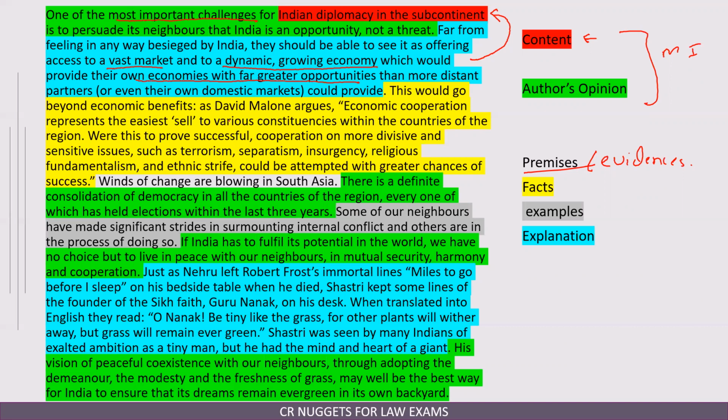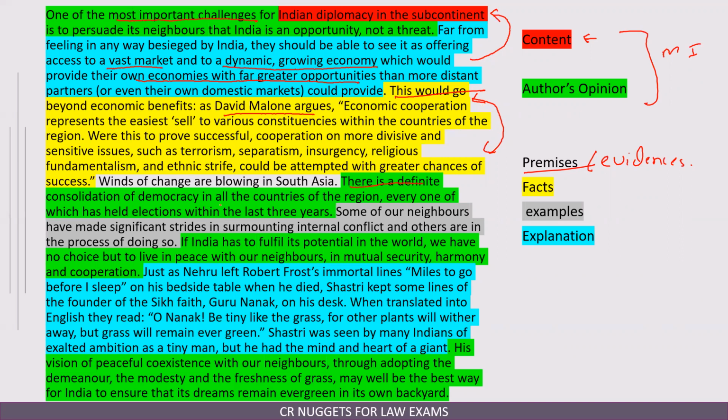This would go beyond economic benefits, as David Malone argues. So this is again a quote of a person, David Malone, and what he says. If a question comes, you can mark it. But of course, you should be able to understand that these things in yellow are again there to provide more support to the author's opinion that India should persuade them to look at it as a land of opportunity. Right, and then again the author gives his opinion.